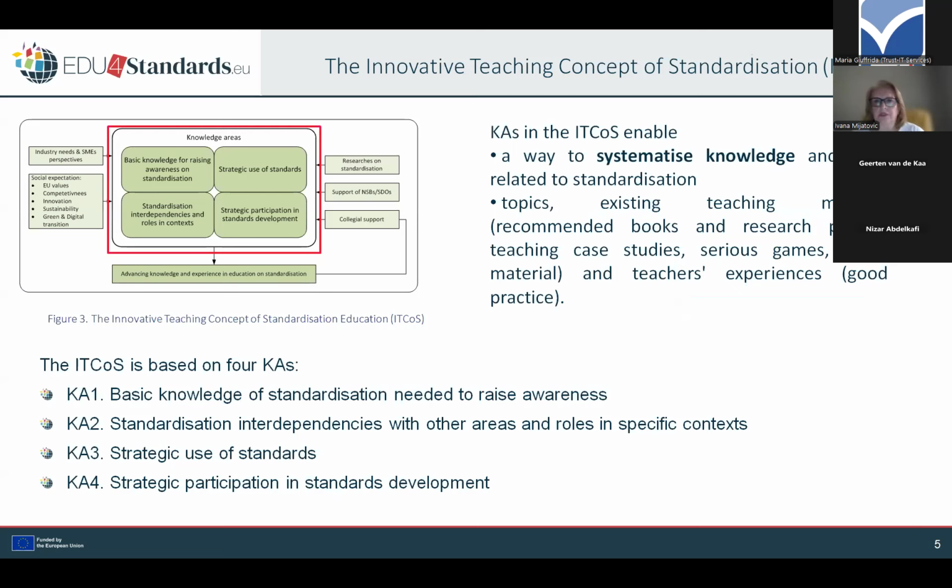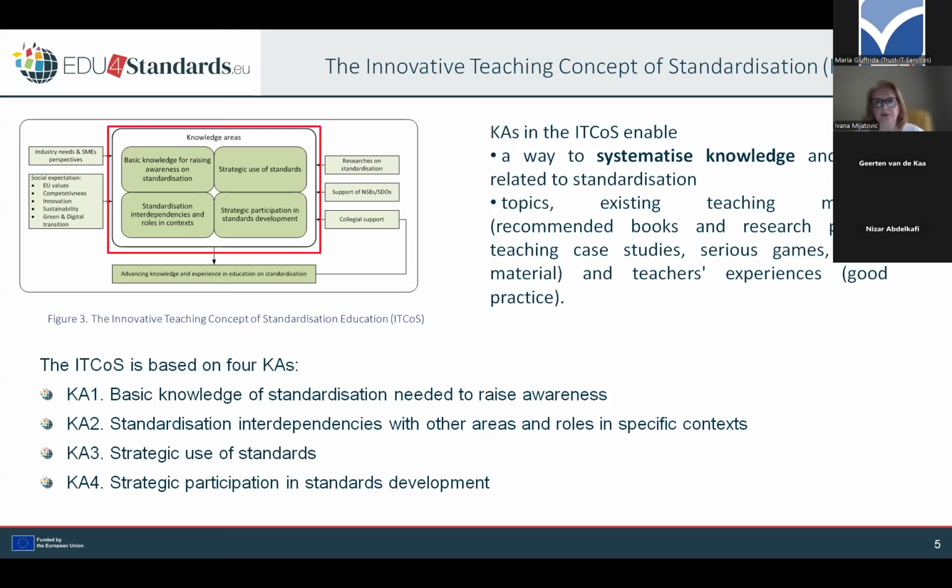The innovative teaching concept is related to knowledge areas. Knowledge areas are practically a way to systemize knowledge related to standardization. In this context, it is systematization that is in focus, which has in focus the needs of educators and learners. So we want to systemize the knowledge in groups in which the units for teaching can be found.